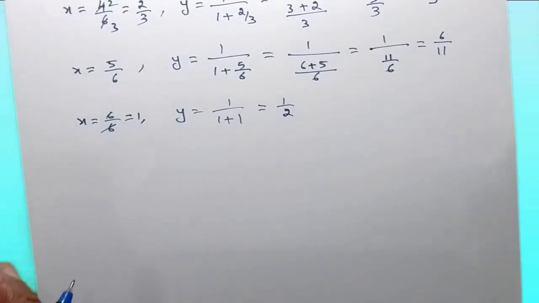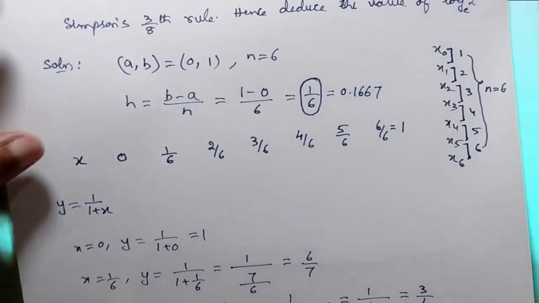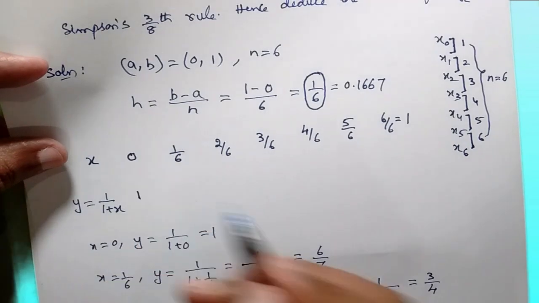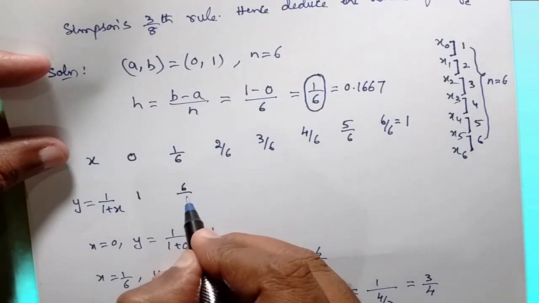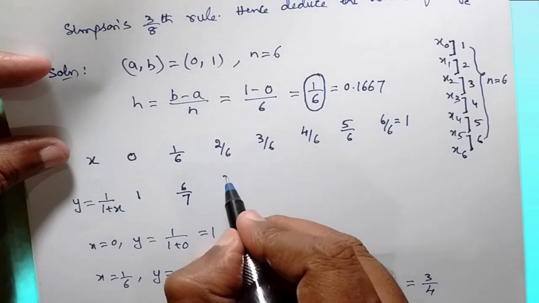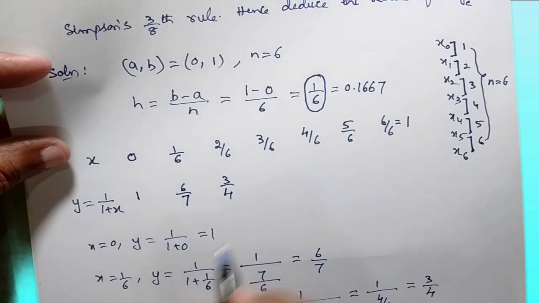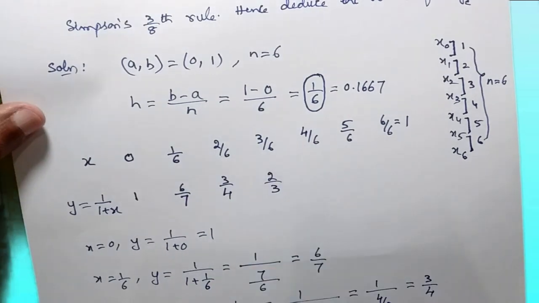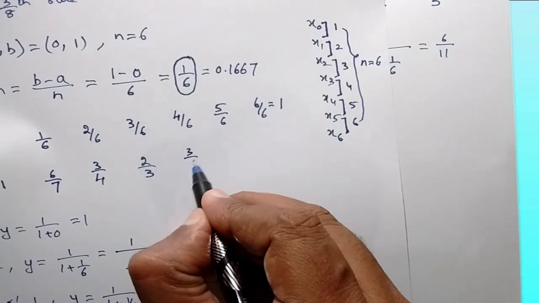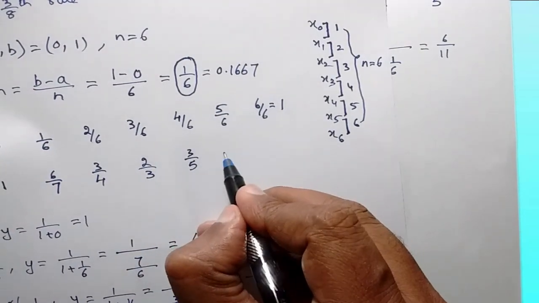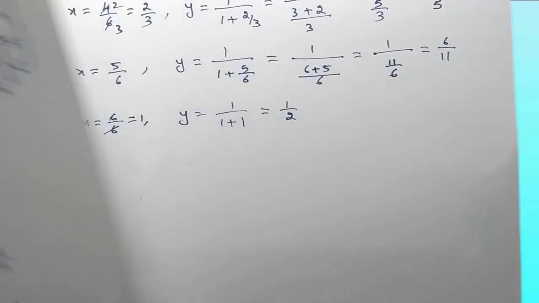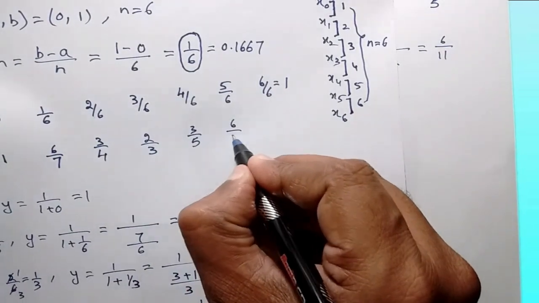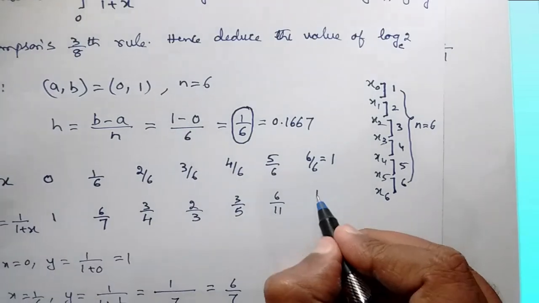So you got all the values over here. You need to just plug in the values here. So the first value is 1. The next value is 6 by 7. The next value is 3 by 4. Next 2 by 3. Next value is 3 by 5, and 3 by 5, 6 by 11 and 1 by 2.